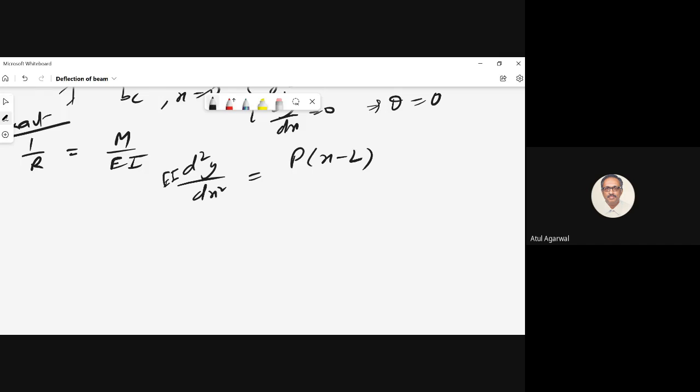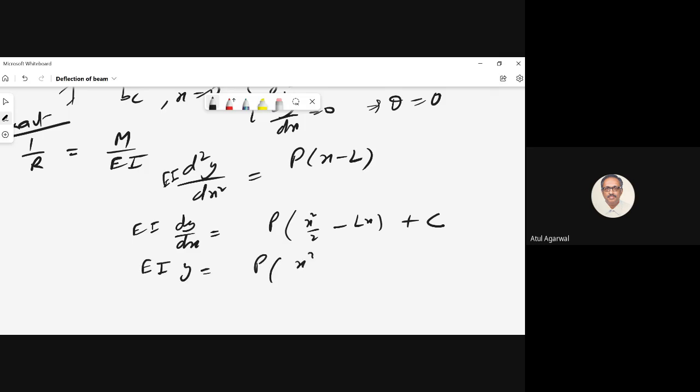So you integrate EI d²y/dx². P into x square by 2 minus lx plus c. Further integration: P into x cube by 6 minus lx square by 2 plus cx plus d.